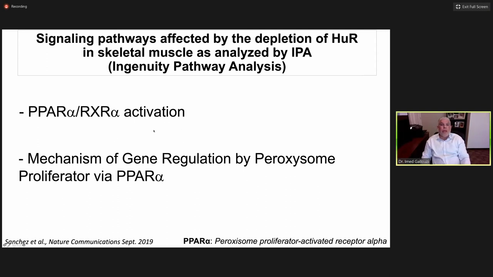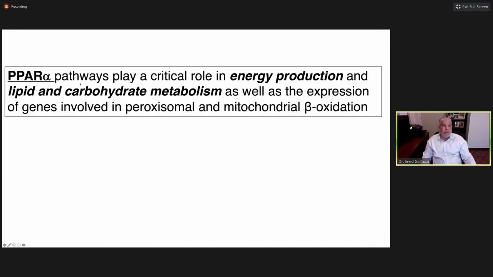But the main pathway that stood out is the pathway driven by the peroxisome proliferator-activated receptor alpha, PPAR alpha. That pathway is activated, and it is also the mechanism of gene regulation, like peroxisome proliferation. We know that the PPAR alpha pathway plays a critical role in energy production, lipid and carbohydrate metabolism, and the expression of genes involved in promoting mitochondrial beta oxidation.